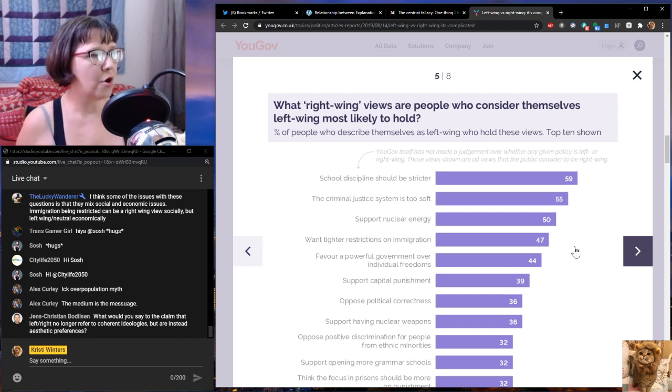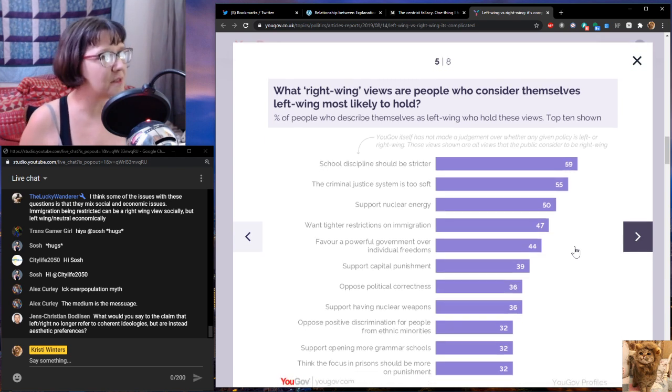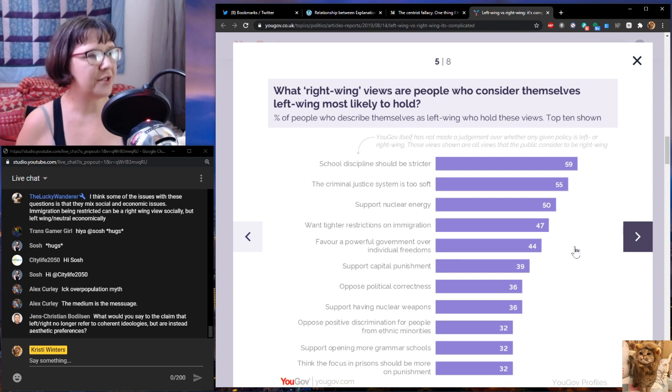Want more restrictions on immigration. Favor a powerful government over individual freedoms. Again, that's authoritarianism. So that one, that wording looks a little bit dodgy. What the question usually says is, if you had a choice between putting more emphasis on people's liberties or on government security, which would you choose? And then getting people to say, oh, I will give up some of my liberties for more security, versus risk my security to enjoy my liberties.